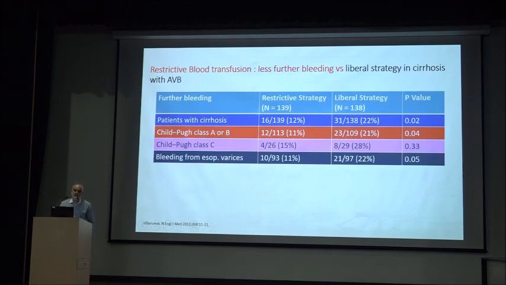It was found that restrictive blood transfusion led to less further bleeding as compared to the liberal strategy. Further bleeding in patients with cirrhosis overall was higher with the liberal strategy. In CTP A or B also it was higher with the liberal strategy, whereas in C, although there was a trend, it did not reach significance, maybe due to the small number of CTP-C patients. Bleeding from esophageal varices was also better controlled with the restrictive strategy rather than the liberal strategy.